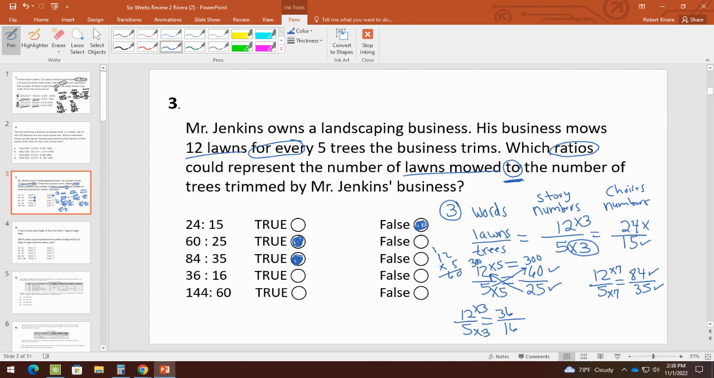Yeah, what's 5 times 3? So this gets a check right there. Well, what's 5 times 3? It's 15. So he gets an X, so this guy would be false. He is not proportional.